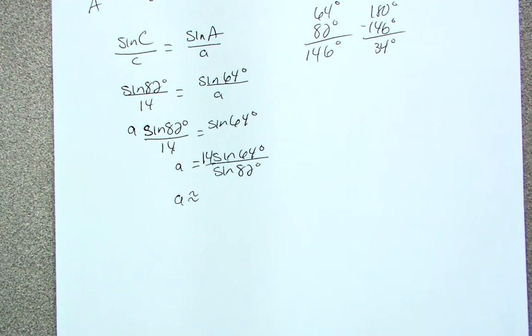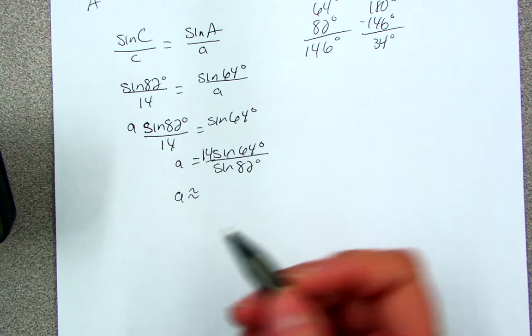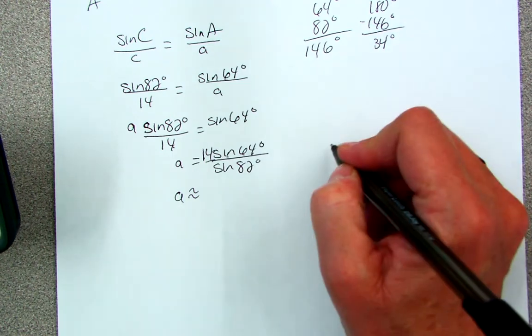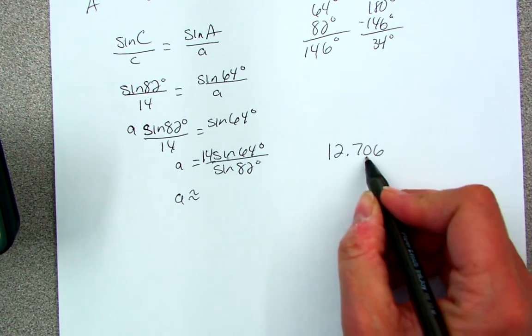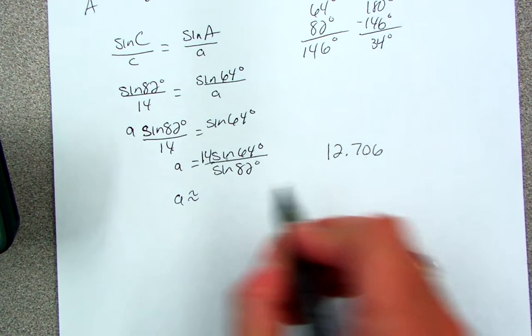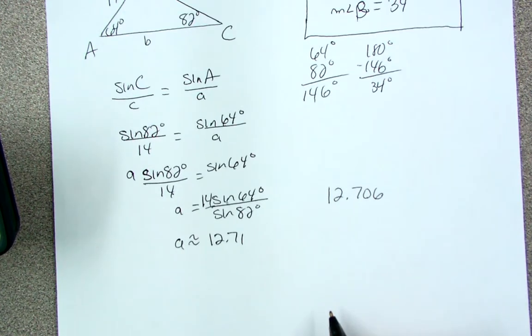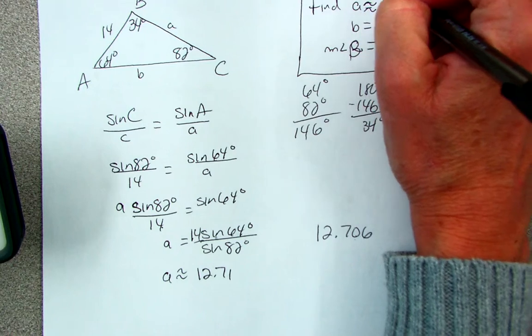64 sine times 14 divided by 82 sine. And you notice I put the approximate. I'm going to go to 2 decimal places, since most of the directions say that. So my calculator reads 12.706. 2 decimal places means look at the third place to get the second place. That's approximately 12.71. Come back up here, change this to approximate 12.71.